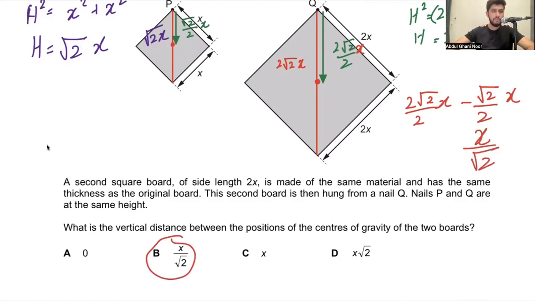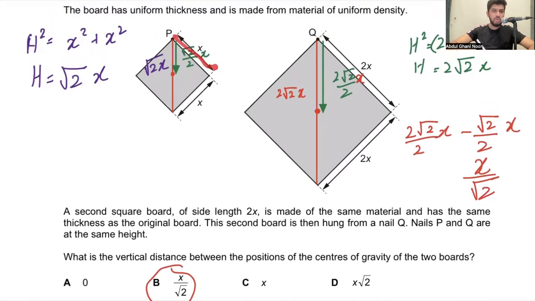Is this clear? The only part that was linked to physics was the part where you needed to know कि जी आपकी center of gravity जो है वो geometric center में होगी. ठीक है, तो हमने क्या किया? हमने पाइथागोरस थ्योरम से ये डायगोनल निकाल लिया.